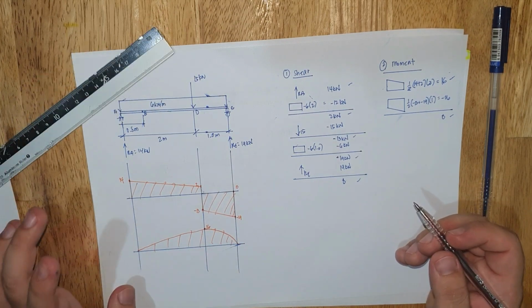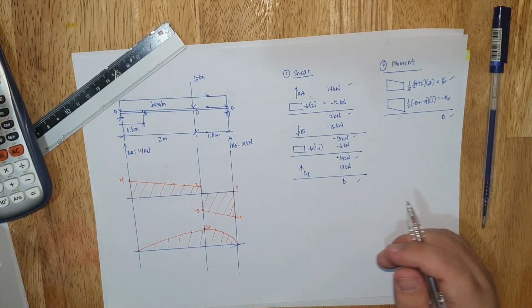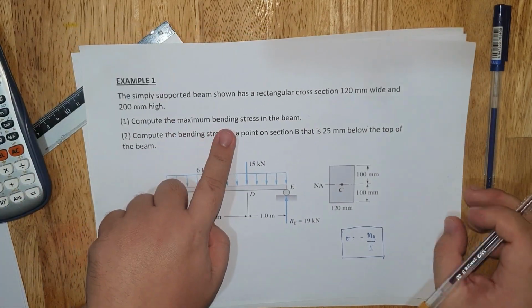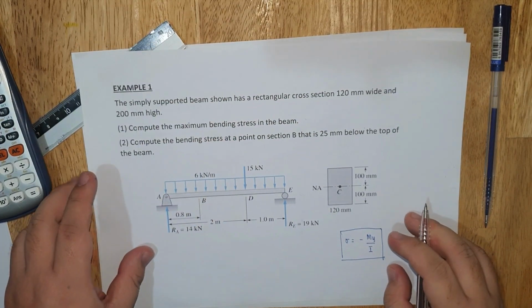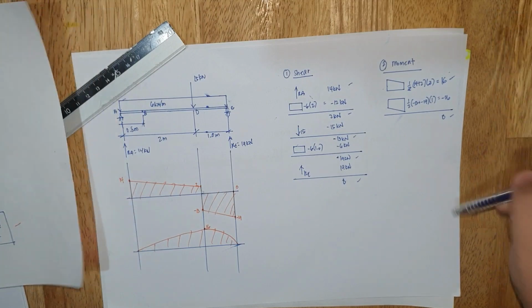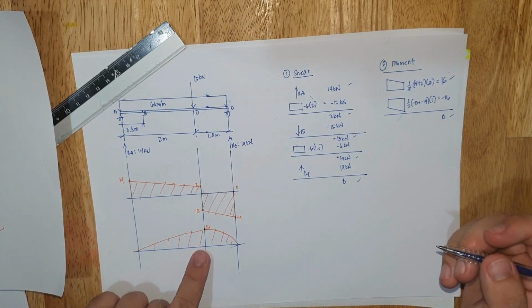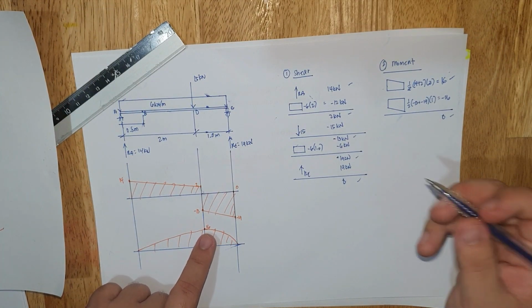Okay, so ano yung kailangan natin dito? Ang pinapanap sa atin sa una is maximum bending stress. Maximum bending stress, so itong formula lang to. So kailangan natin ng maximum moment. Ano yung max moment natin? Based dito sa diagram, max moment natin ay 16.